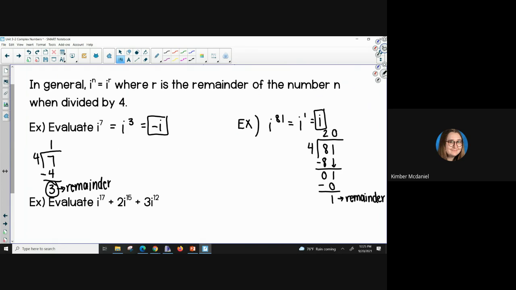So what you're saying is i to the 81st power equals i. Because the trick is to divide that number by 4 and figure out what your remainder is. Yes. Now, let's bump it up a notch.